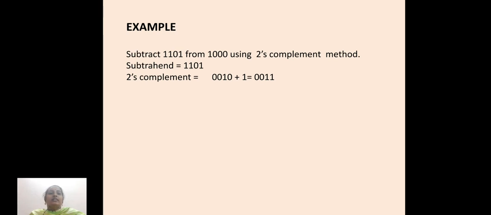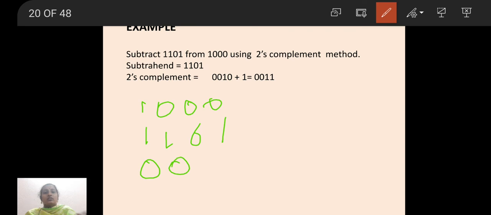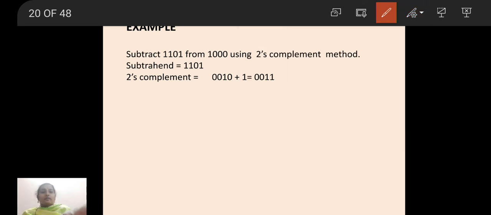So see here: subtract 1101 from 1000. So first we would like to take the 2's complement of 1101. That is 0010, you add 1, and it becomes 0011. This is the 2's complement of our number, 0011.